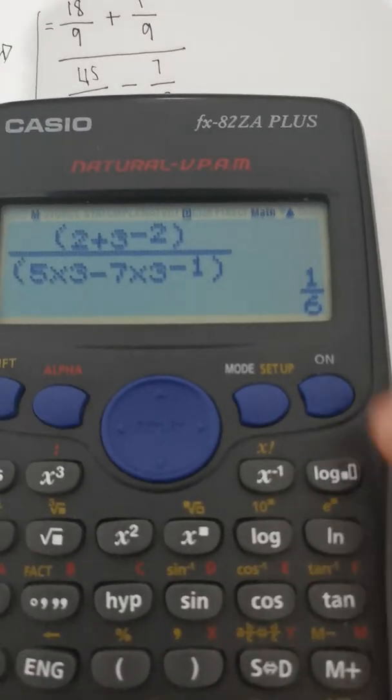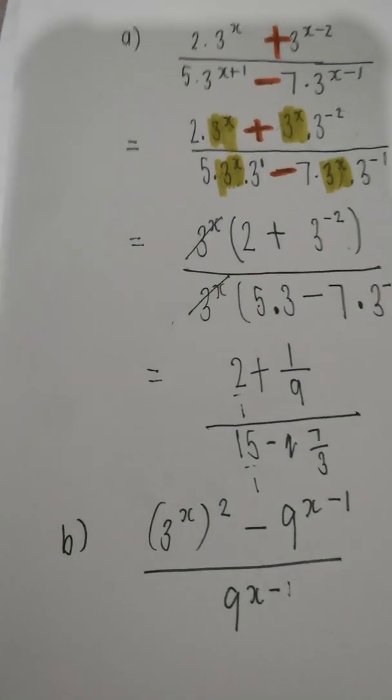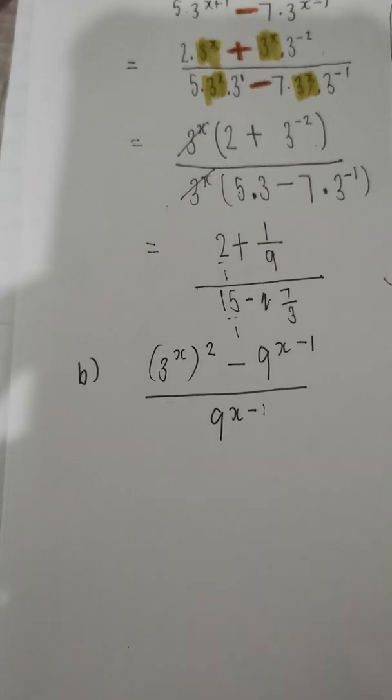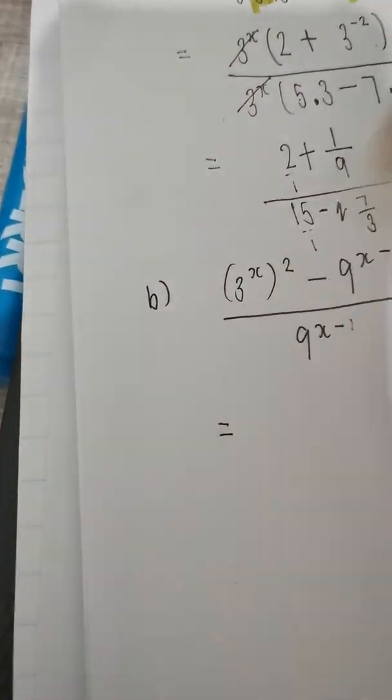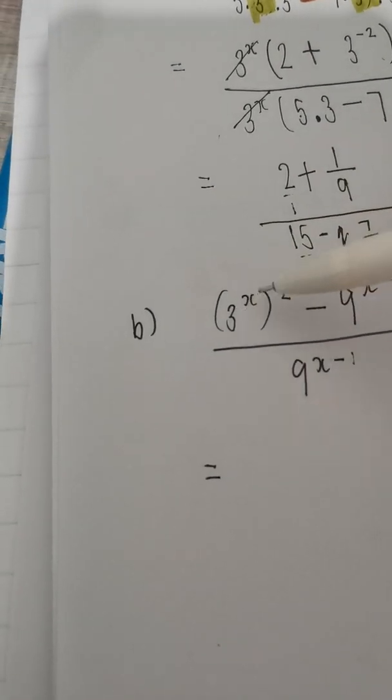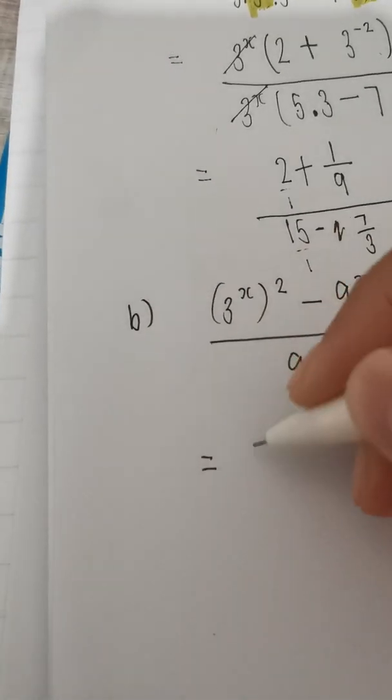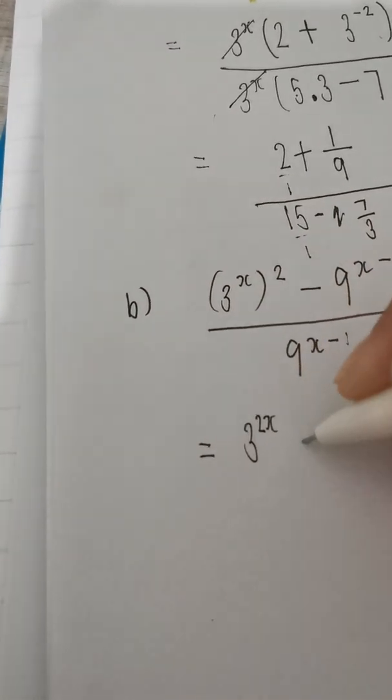and get your answer. Okay. Next question, still with addition and subtraction. This one here is going to be using my exponent laws. 3 to the power of x to the power of 2 gives me 3 to the 2x minus.